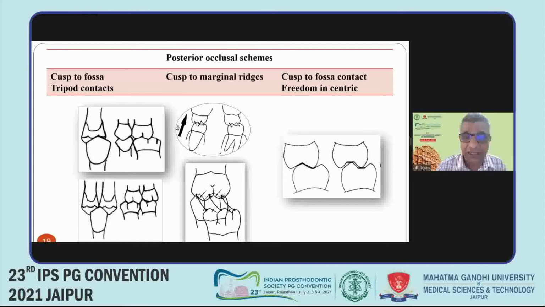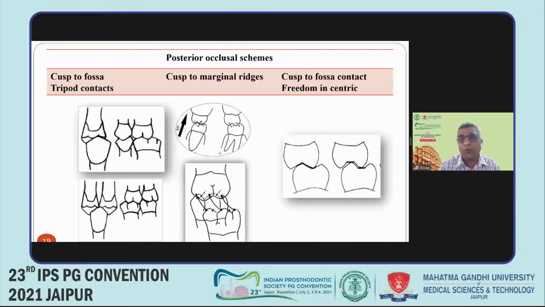Most of us know all these, but firstly it is cusp to fossa, where you can say a tripod contact, and cusp to marginal, which is tooth-to-teeth contact. You can provide a slight amount of freedom between the centric relation position and the intercuspal position by changing the occlusal surface, as you are seeing in the illustration. You should understand that you modify the occlusal surface in such a way that they fit into each other and at the same time provide the most comfort to the individual.